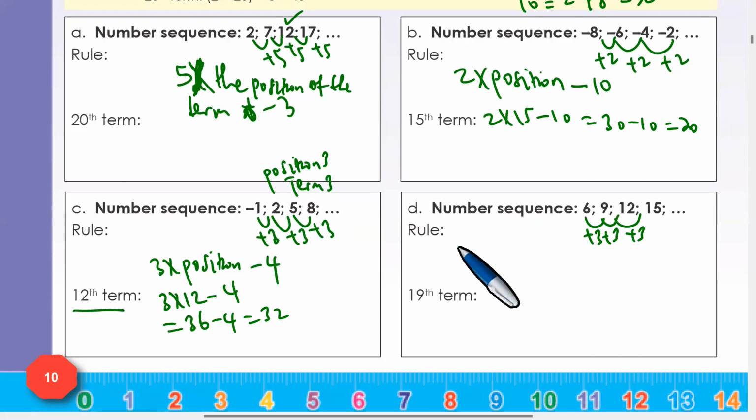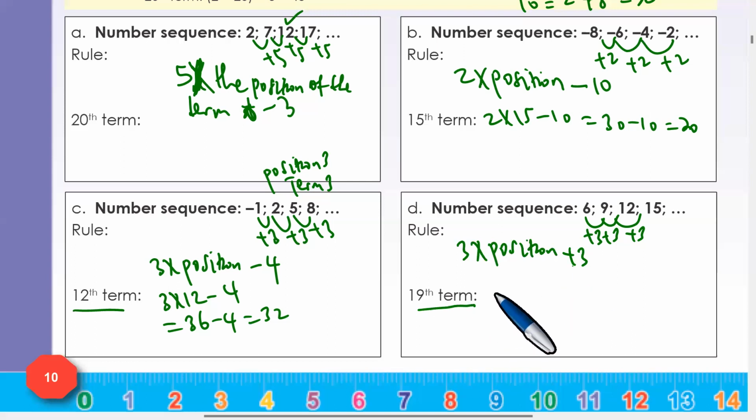Here you're adding 3. Okay, the rule is 3 times the position. Because we're adding 3. 3 times the position. Then what can we add or subtract to get 6 from 3? It's only 3. We can add 3. Okay, let's check if this is correct. Let's get term number 2. Position 2 would be 3 times 2. What is 3 times 2? 6. Plus 3. 9.